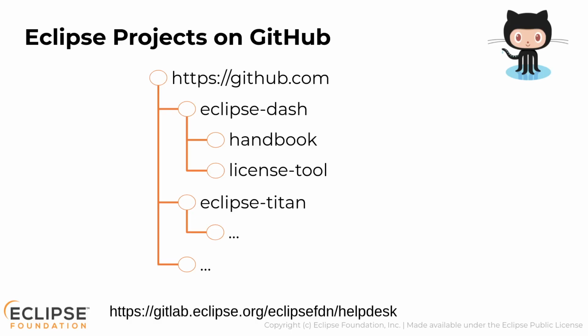Project teams can opt to put their repositories into the Eclipse GitHub organization or can create their own. Project organizations take the form of Eclipse followed by a dash and the project's short name. In this example, the Eclipse Dash project, which has a short name of Dash, has a GitHub organization at Eclipse-Dash with repositories named Handbook and License Tool.